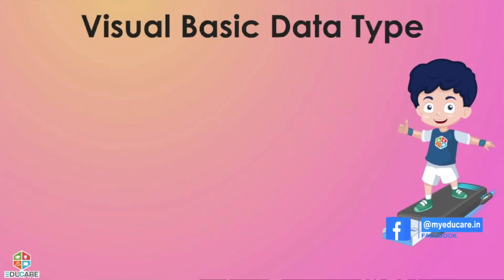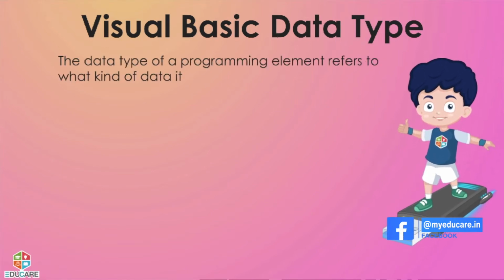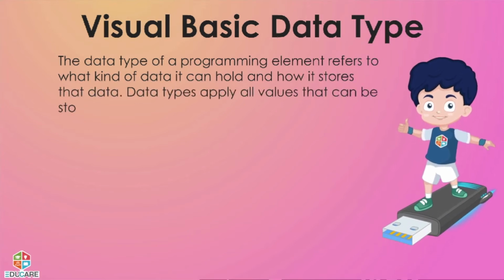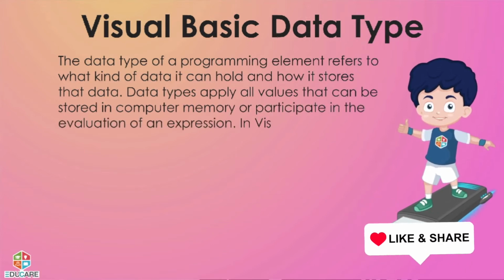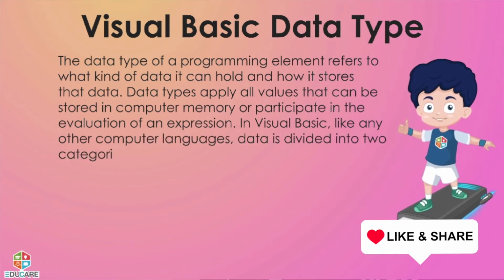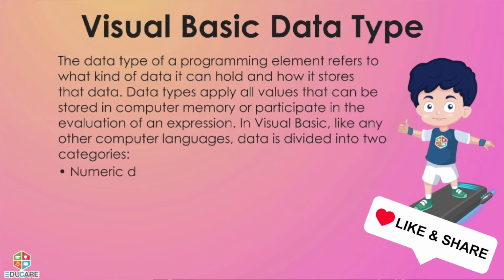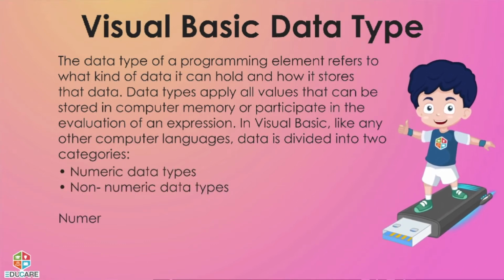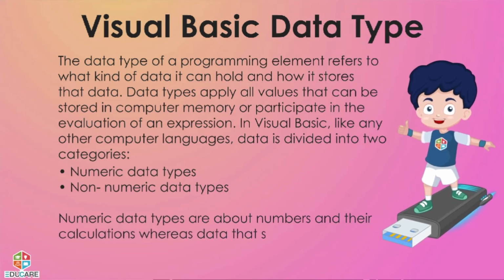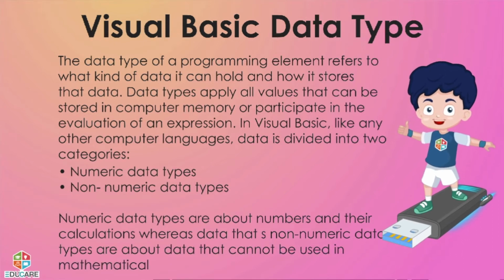Visual Basic data type. The data type of a programming element refers to what kind of data it can hold and how it stores that data. Data types apply to all values that can be stored in computer memory or participate in the evaluation of an expression. In Visual Basic, like any other computer language, data is divided into two categories: numeric data types and non-numeric data types. Numeric data types are about numbers and their calculations, whereas non-numeric data types are about data that cannot be used in mathematical calculations.